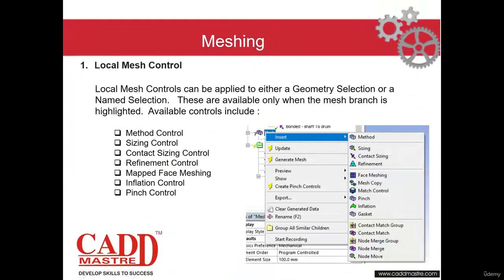Then local mesh control. Local mesh control can be applied to either geometry selection or named selection. These are available only when the mesh branch is highlighted. Available controls include method control, sizing control, contact sizing control, refinement control, map face meshing, inflation control, and pinch control. This shows the local mesh controls. Once we right click on the mesh, we'll get the insert tab. Under the insert menu, you will see the local mesh control.